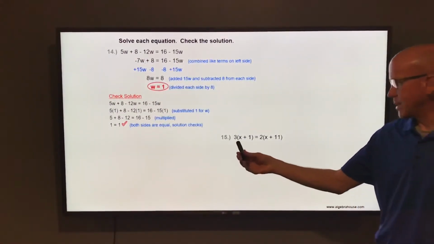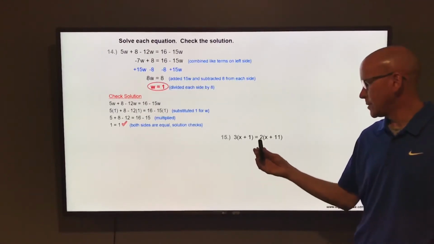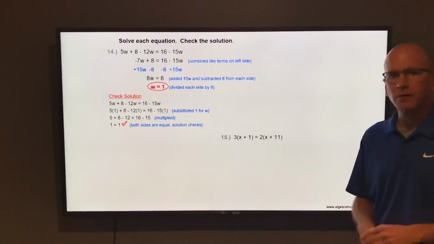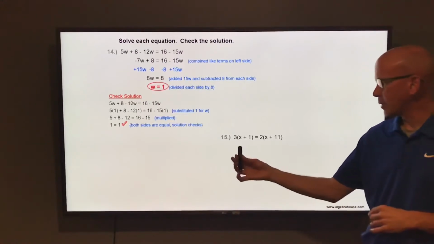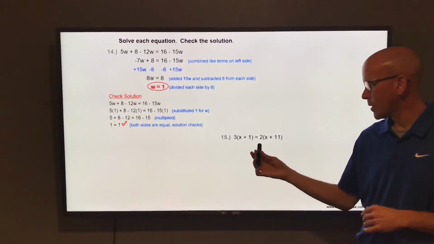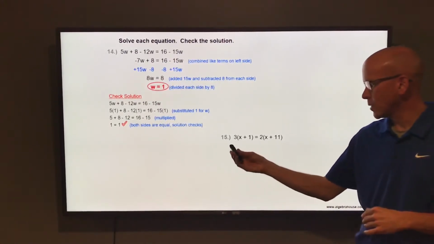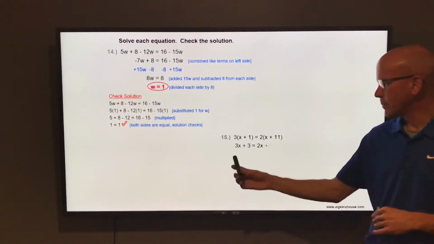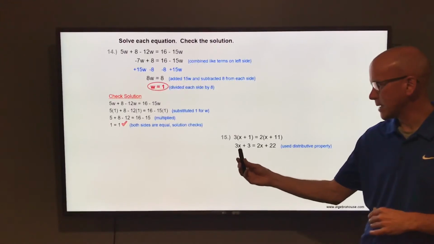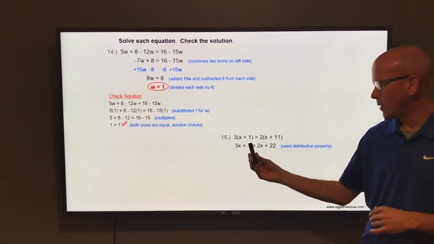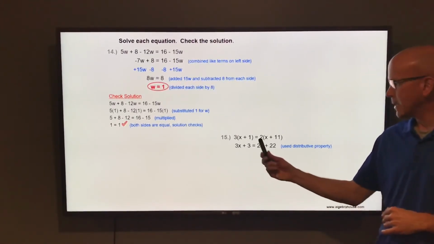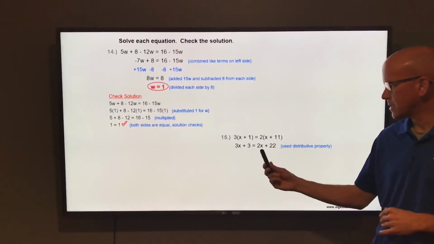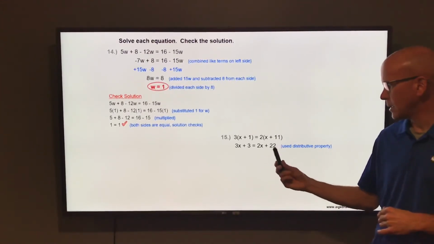Next equation, 3 times the quantity x plus 1 is equal to 2 times the quantity x plus 11. We're going to solve this for x. To solve this for x, first thing we need to do is get rid of the parentheses. To get rid of the parentheses, we're going to use the distributive property on the left side as well as the right side. Distributive property to 3, take 3 times x, that is 3x, and 3 times 1, that is 3. On the right side, distributive property to 2, take 2 times x is 2x, and 2 times 11 is 22.